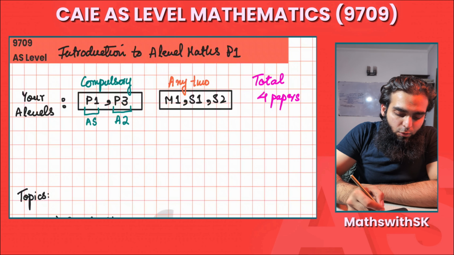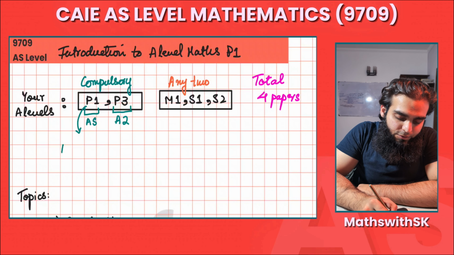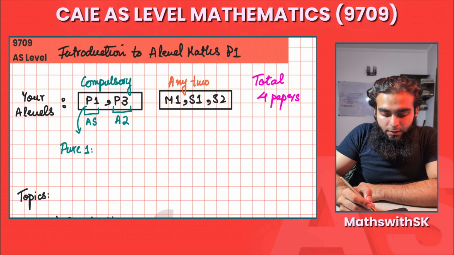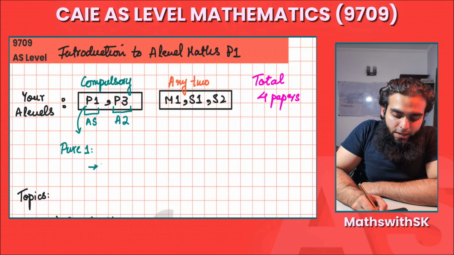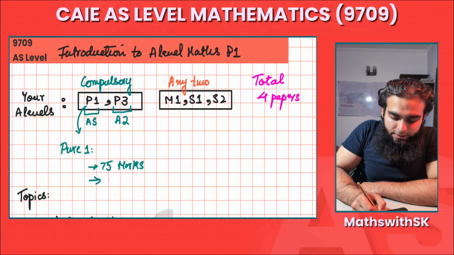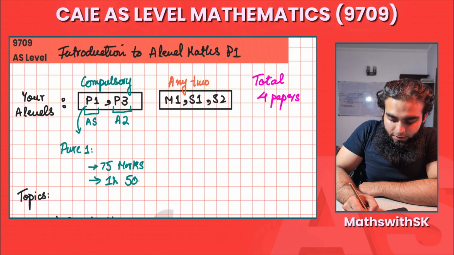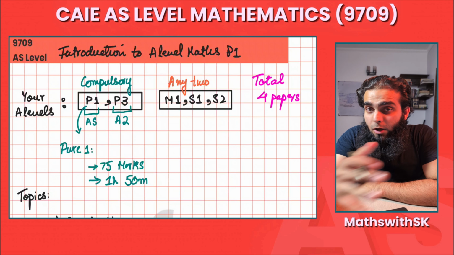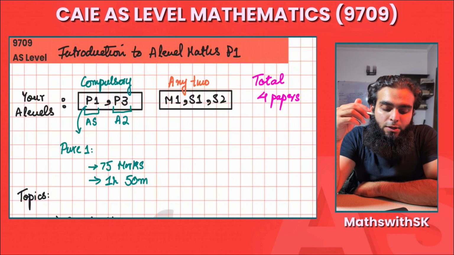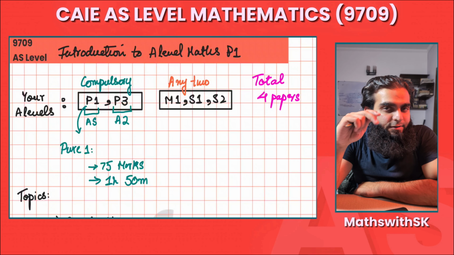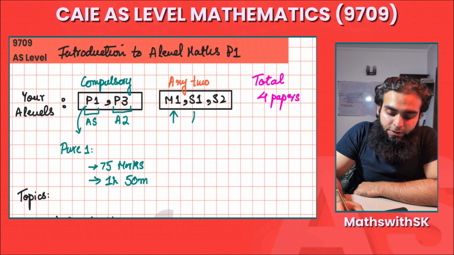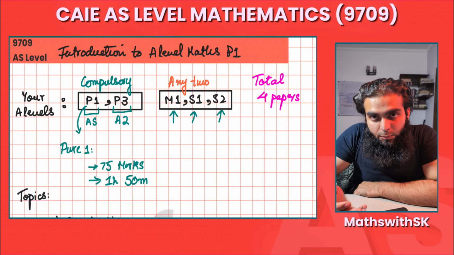But for now, I want to focus on this paper over here, which is known as Pure 1. Your P1, short for Pure 1, is a 75 mark paper, and the time allowed for this paper is 1 hour and 50 minutes. So it's a long paper. It's probably the more important paper in your first year. In your first year, you'll have your P1 as a compulsory component, and you'll have one of these three components over here, which you can take as an optional unit.